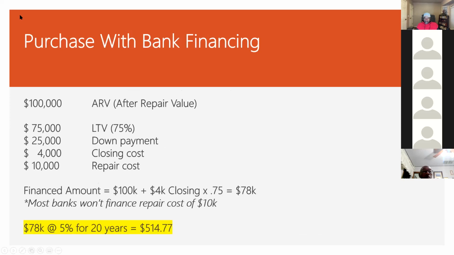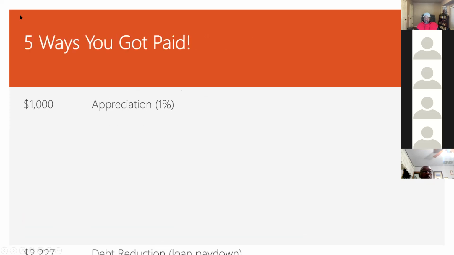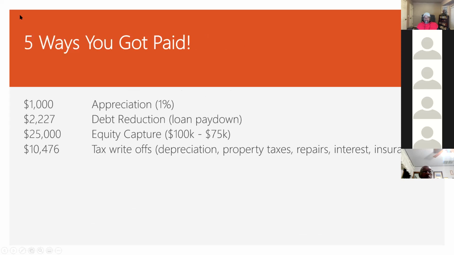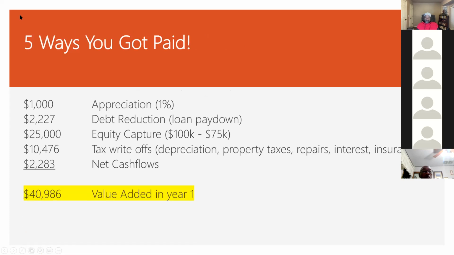Now, we already talked about the 5 ways you get paid on this particular property. I got $1,000 in appreciation. After a year, I reduced the loan $2,200. I got some equity capture because as soon as I bought the house, after I fix it up, it's worth more than I paid. And then all the tax write-offs, and then my net cash flow.